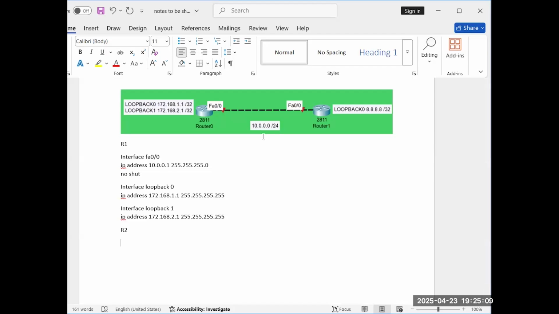Say if this fast Ethernet port is down, being a network administrator, how will I check that fast Ethernet is down? I will try to ping the IP address assigned to the fast Ethernet port. I know the IP address from the topology diagram.